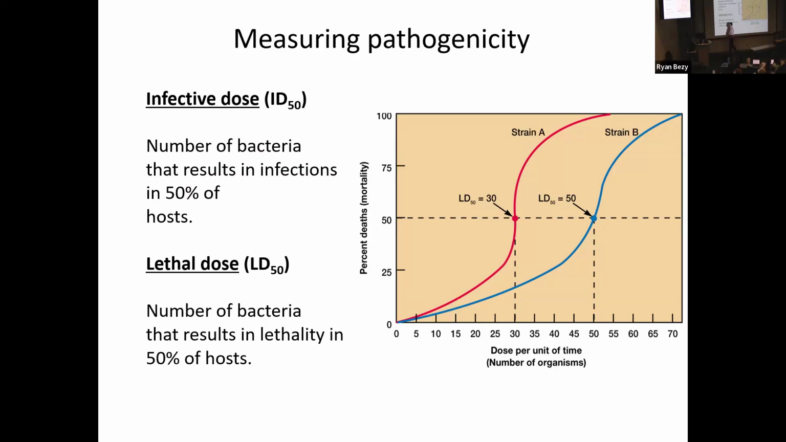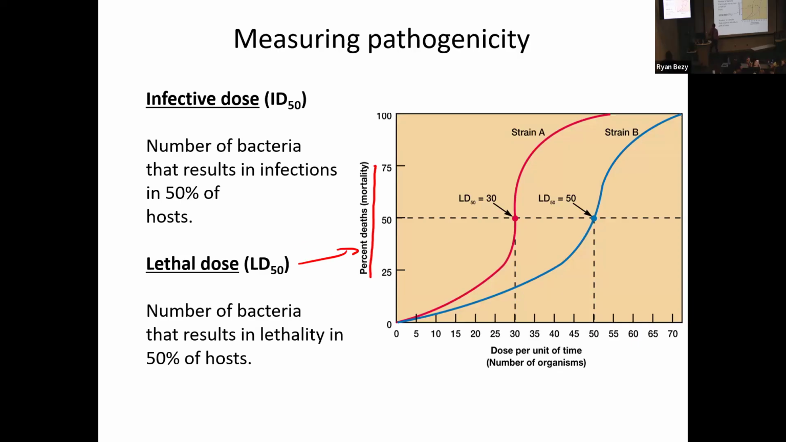Lethal dose is the dosage, or the number of bacteria or pathogens, that results in lethality 50% of the time in hosts. For instance, in my graph, am I measuring infective dose or lethal dose? I am measuring lethal dose, or mortality. My y-axis on the graph is percent deaths, or percent lethality. So this is a graph that is measuring lethal dose.